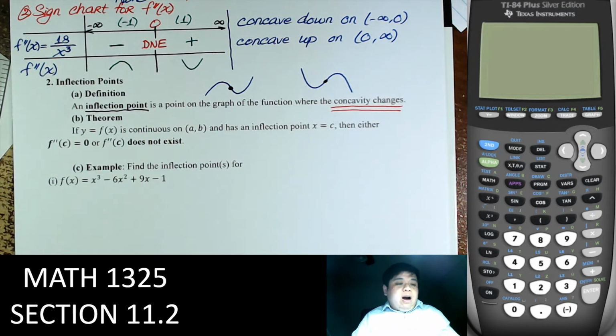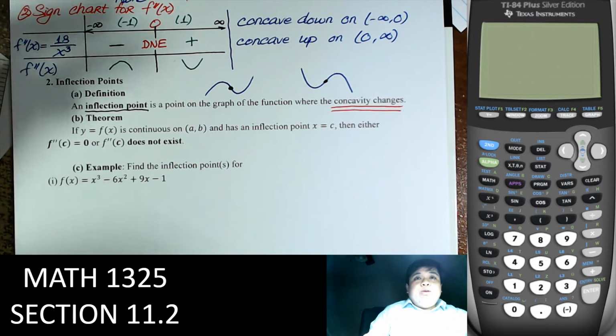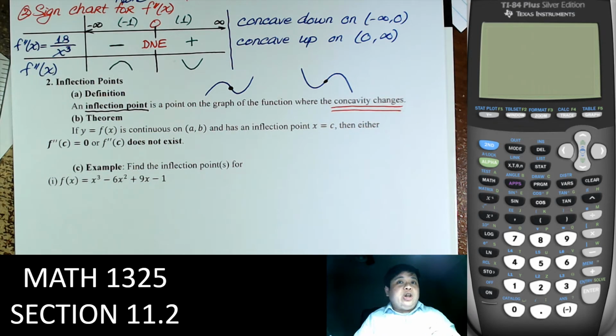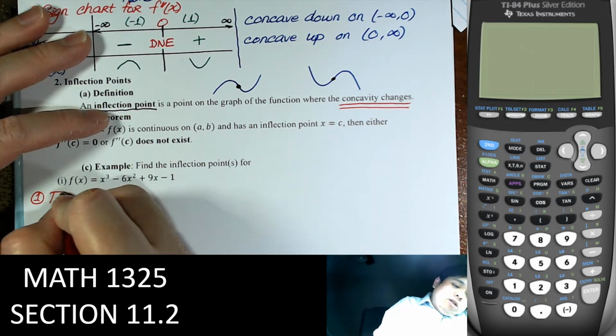Right, now, find the inflection point for this function. Well, of course we find a partition number, do the sign chart to see if the concavity changes, or if the second derivative changes signs. So first, find the partition number.